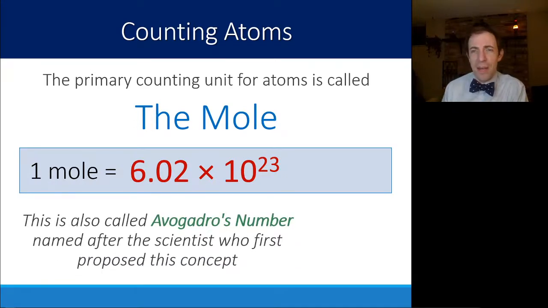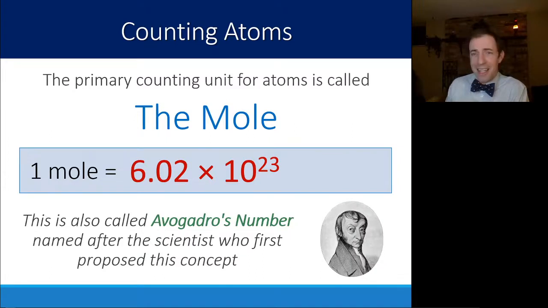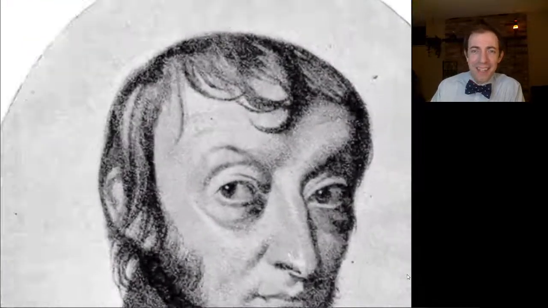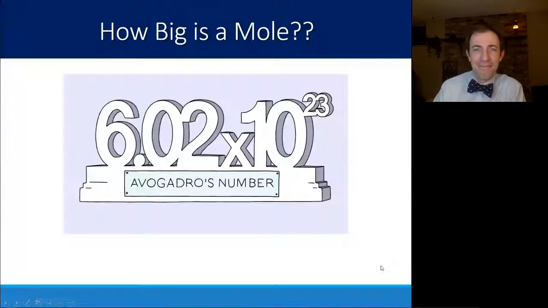It's just a huge number that you would never have that many of any physical quantity like that. This is also known as Avogadro's number, named after the scientist Amadeo Avogadro. And because of that, sometimes this number is given the shorthand of N sub A for Avogadro's number. And he's a fine looking man.